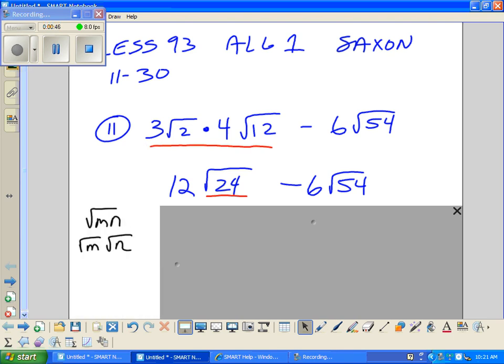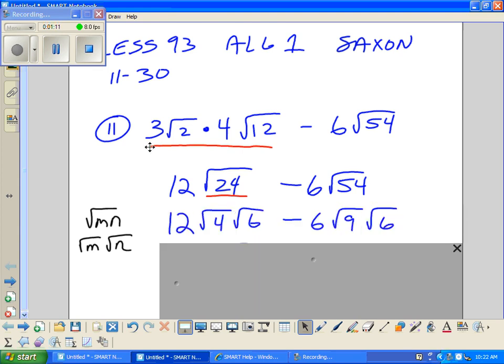And we remember our property. If I have the radical of m times n, I can break it into the radical m times the radical n. So when I look at 24, I want to think to myself, what can this break down to in factors? It helps to think of perfect squares: 4, 9, 16, 25, 36, 49, and so on. 24 is 6 and 4. And these are equivalent, what I've underlined in red. On the other one, the square root of 54 is equivalent to 9 times 6. And the nice part about using perfect squares is it makes the next step very easy.